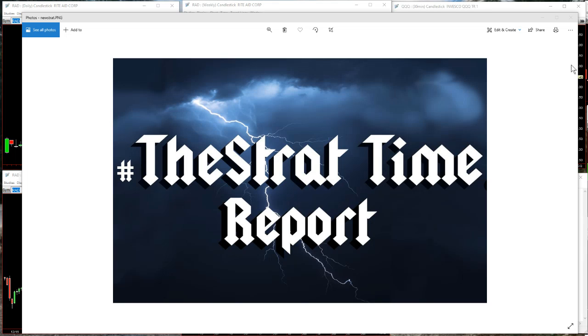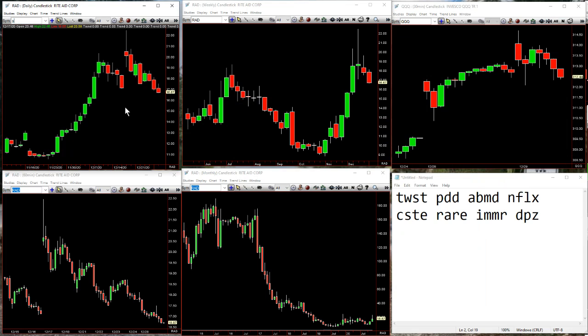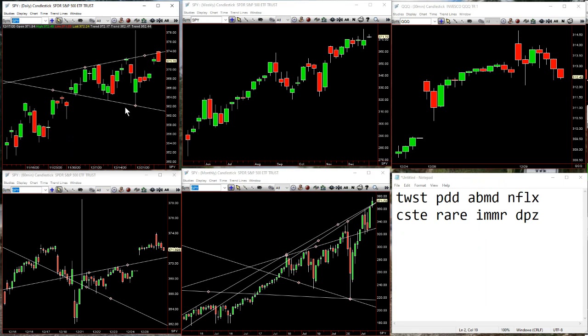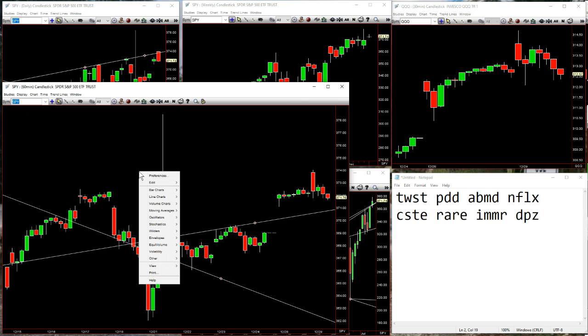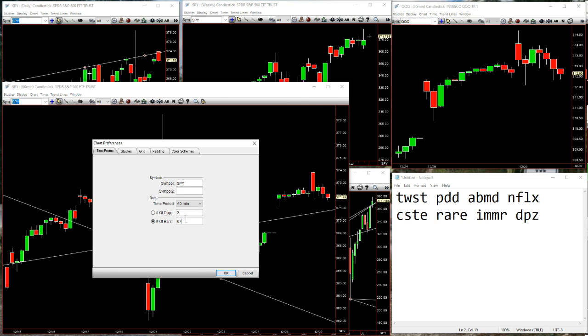We've got, let's take a look here. What we got here? We got the SPY here. So what we've been talking about for a while is this 60-minute broadening formation. We know we had that bad tick in there. But let's take this out because I want to show you something.